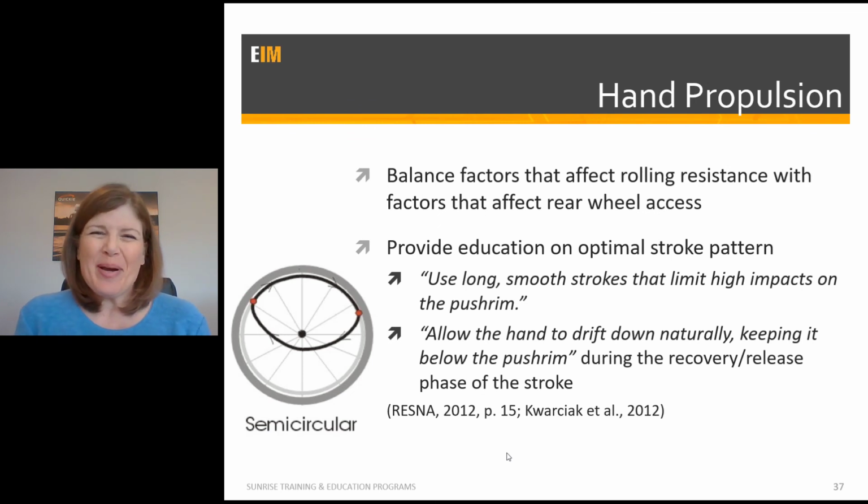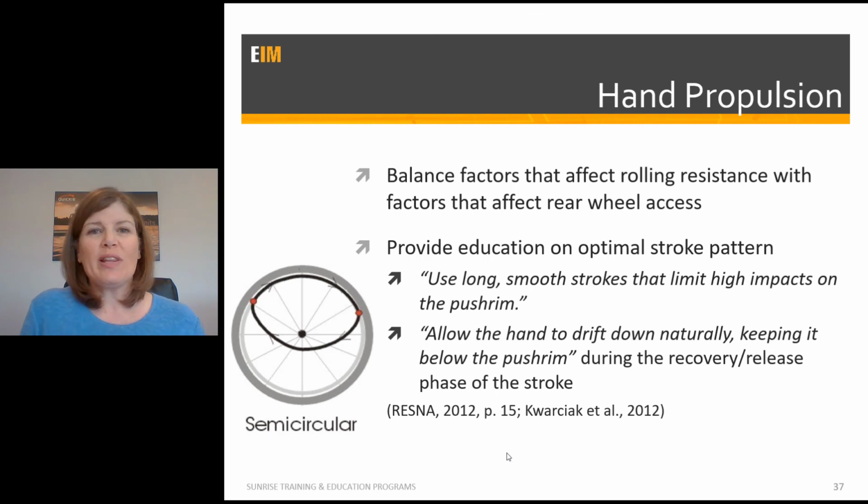Now, we've talked a little bit about the factors when we're configuring a wheelchair and making things optimal for a client based on the evidence. But we also have to balance the functional factors with what will enhance propulsion for a client. Another thing we also have to think about is how is the client propelling the wheelchair? And sometimes clients require a little bit of education. I'm not going to talk about all of the different wheelchair skills, but at least looking at hand propulsion, looking at the biomechanics for that. So there is some evidence that we should be providing some education to our clients.